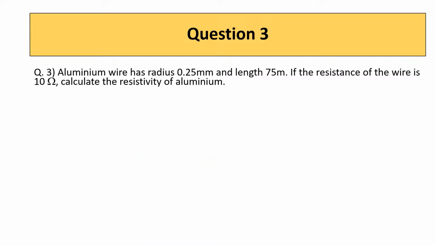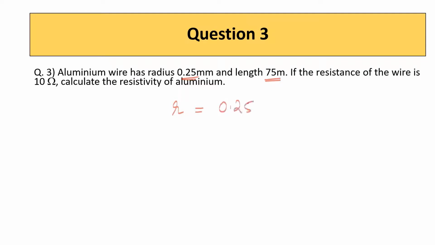Question number 3. Aluminium wire has radius 0.25 millimeter and length 75 meters. If the resistance of the wire is 10 ohms, calculate the resistivity of aluminium. That is the question. In the question, aluminium wire has radius 0.25 millimeter. Radius R is given as 0.25 millimeter and length is given as 75 meters. Length L is given.